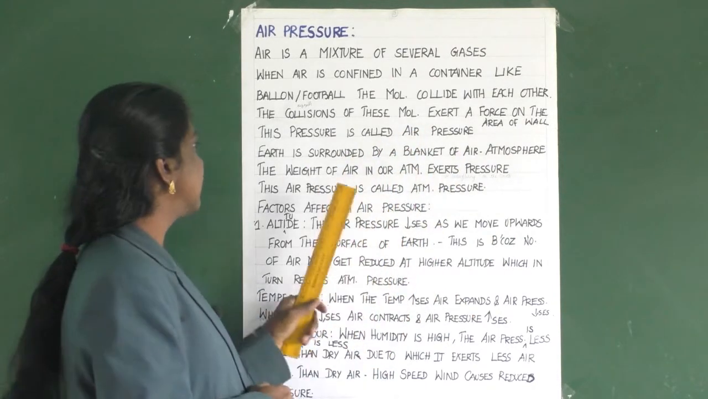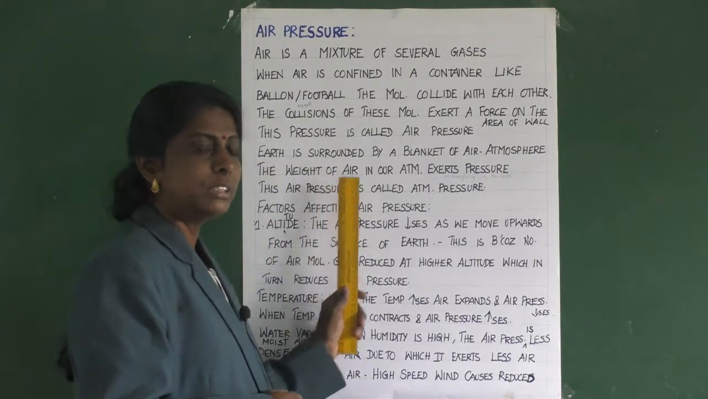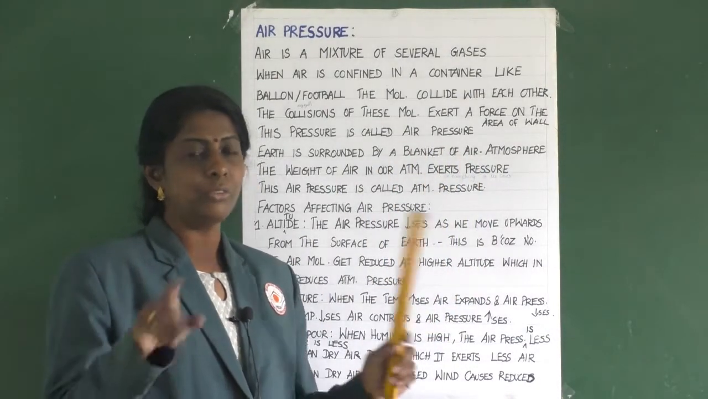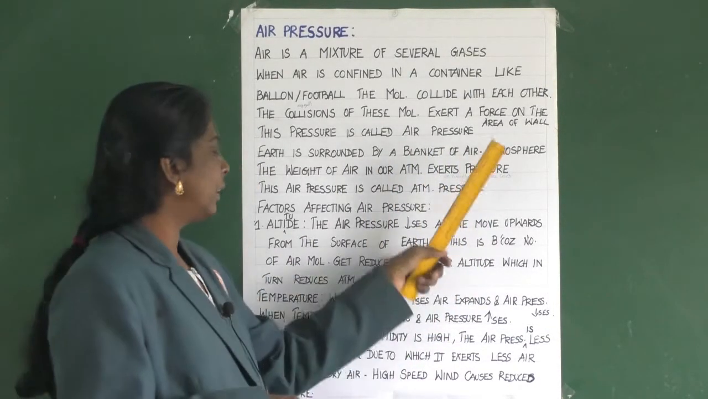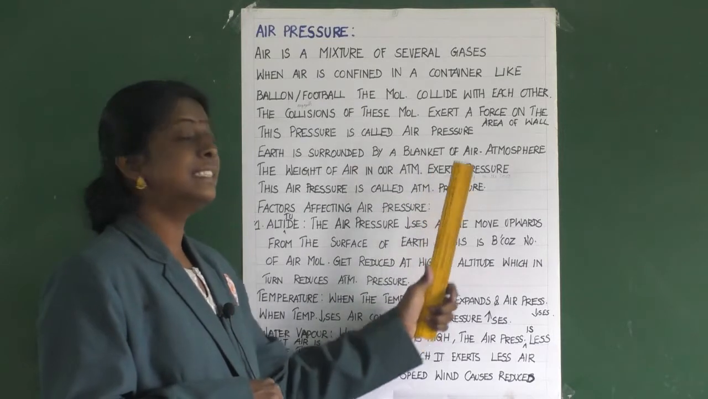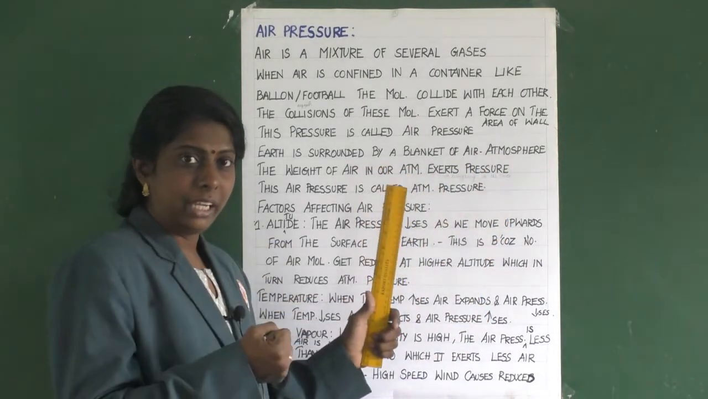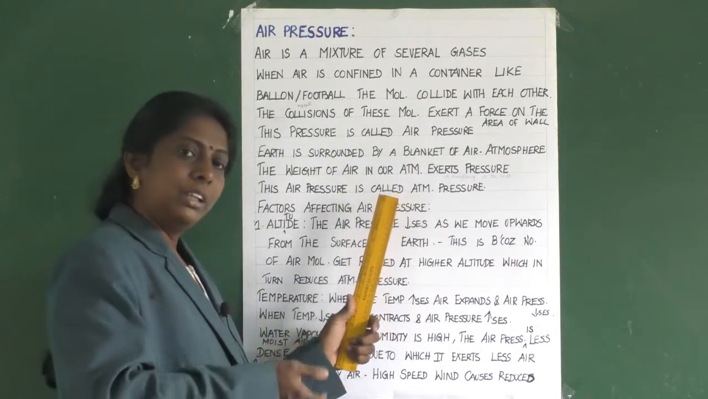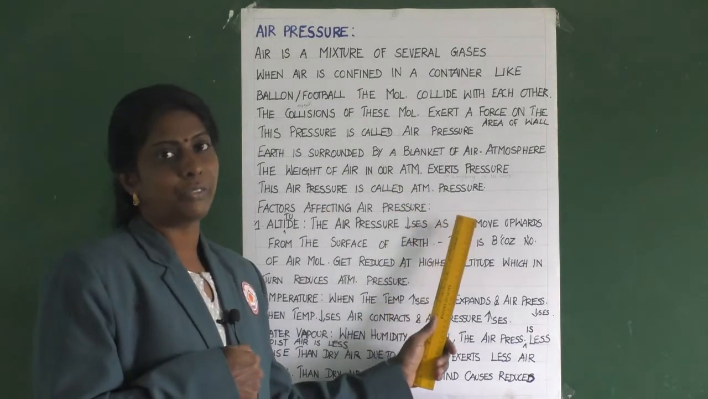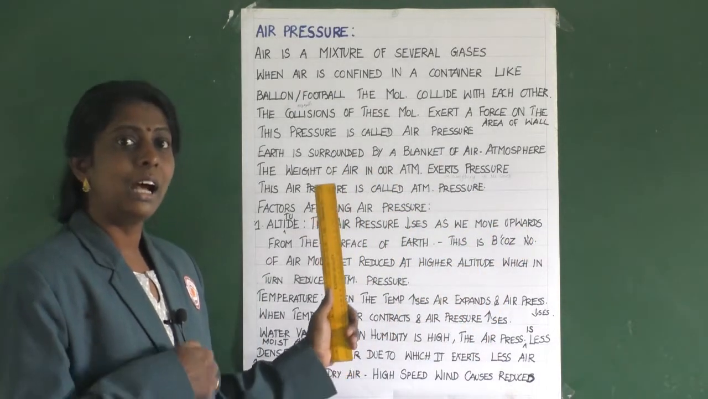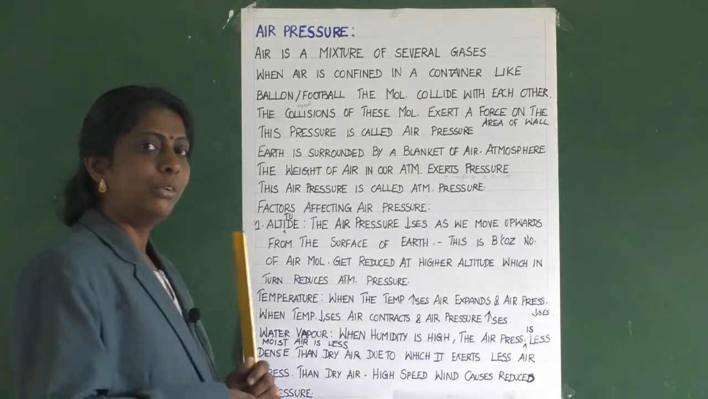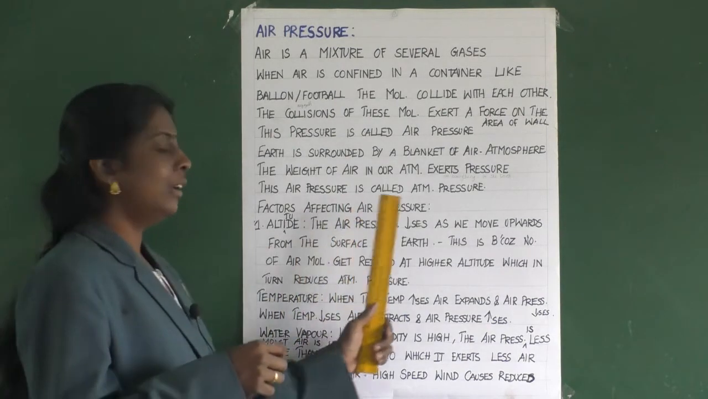Clear, children? Yes. Then Earth is surrounded by a blanket of air, that is atmosphere. The weight of air in our atmosphere exerts pressure. This air pressure is called atmospheric pressure. Clear, children? Yes. Now let us learn about factors affecting air pressure.